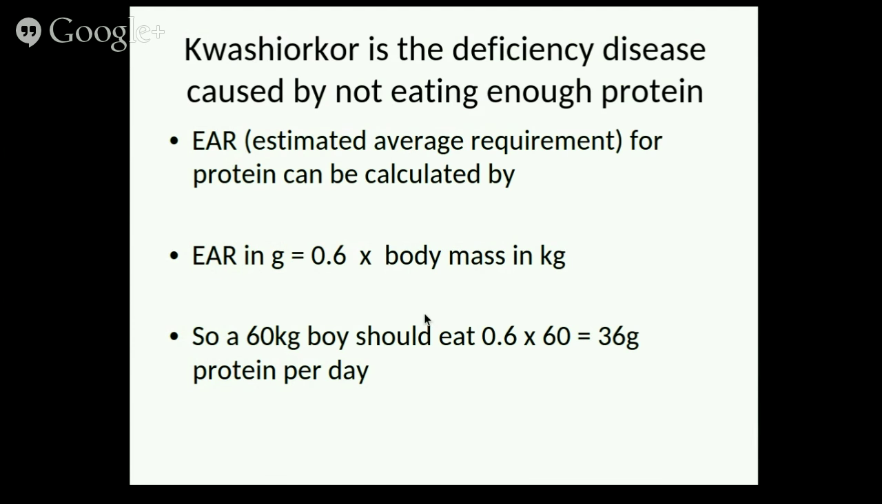Now you might be asked to work out the amount of protein somebody should eat in one day. This is a really easy calculation, and as far as I'm aware they do give you this, but you literally take 0.6 times the body mass of the person. So a 60 kilogram boy should eat 0.6 times 60 equals 36 grams of protein per day. I always call these common sense answers, because you're not going to say 36 kilograms, which I have seen some students actually write down. You're talking about two thirds of a bag of potatoes. That's a lot of meat. So it's just grams.